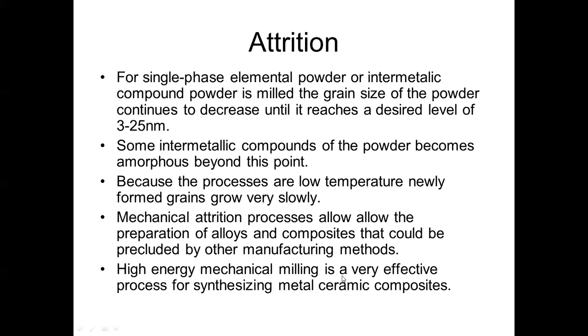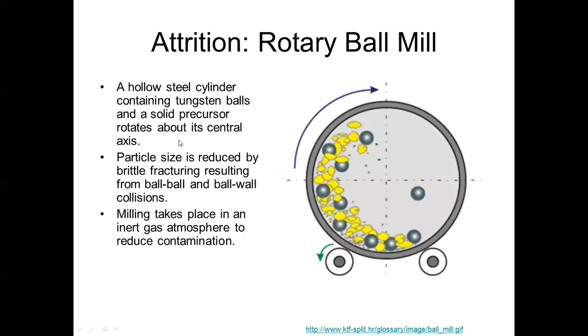High energy mechanical milling is an effective process for synthesizing metal ceramic composites. This shows a picture of a rotary ball mill, and what we would have is our media that we want to make, shown here in the yellow. This system is going to rotate, and these are the balls that are in there, and what these do is mechanically smash into this powder and crush it together in hopefully the way we want to make it.